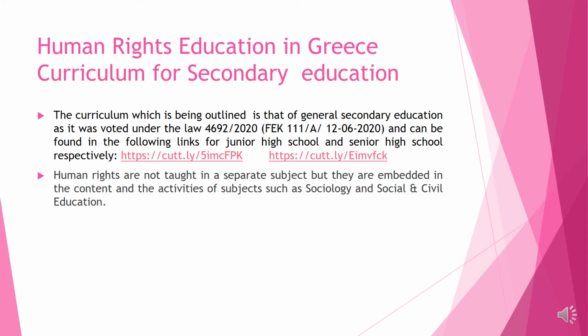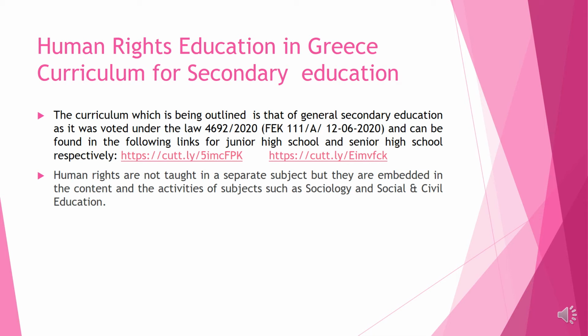Now turning to secondary education, the curriculum which is being outlined here is that of general secondary education, and it was also voted in June 2020 under the law 4692. These are two links where one can see the curriculum, one for the junior high school and the other one for senior high school.